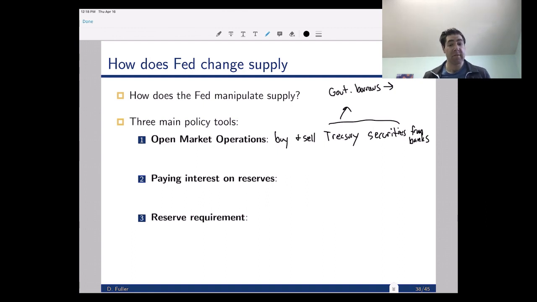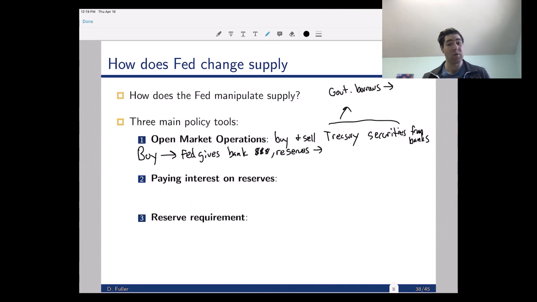Now, banks have these securities, and what the Federal Reserve can do is to buy and sell those from banks in order to manipulate their reserves. So let's think about what happens, right? So if the Federal Reserve buys a Treasury security from a bank, what happens is the Fed gives the bank money, which are reserves.